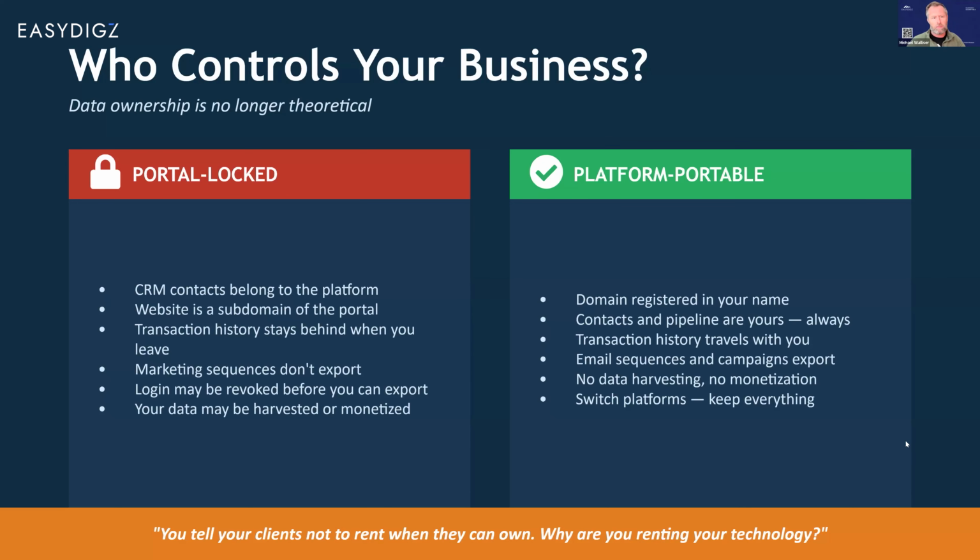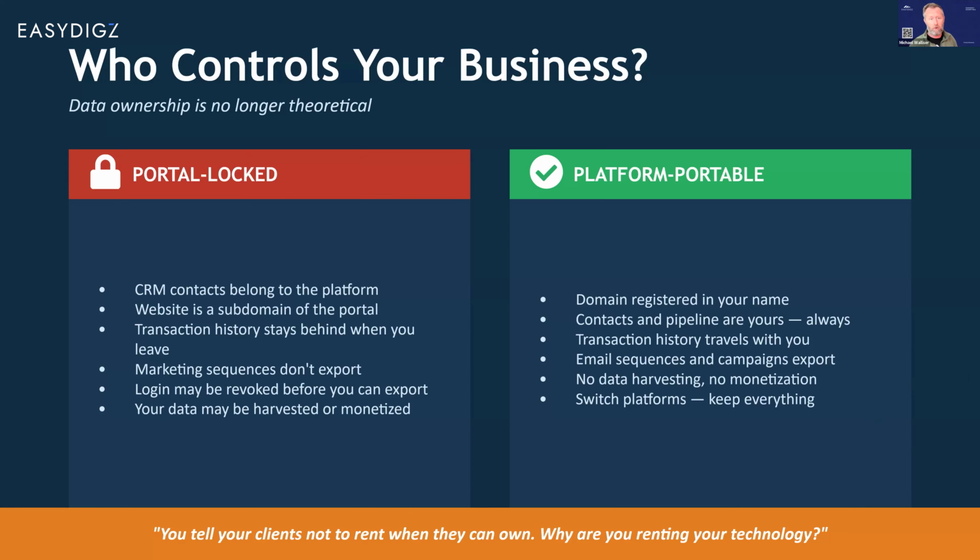If you look at the columns on the screen on the left, we have portal lock technology where your CRM and contacts belong to the platform. Your website is a subdomain that disappears if you leave. Your transaction history stays behind. Your marketing sequences don't export. And your data could be being harvested or monetized without you reading all the way through your terms and conditions.